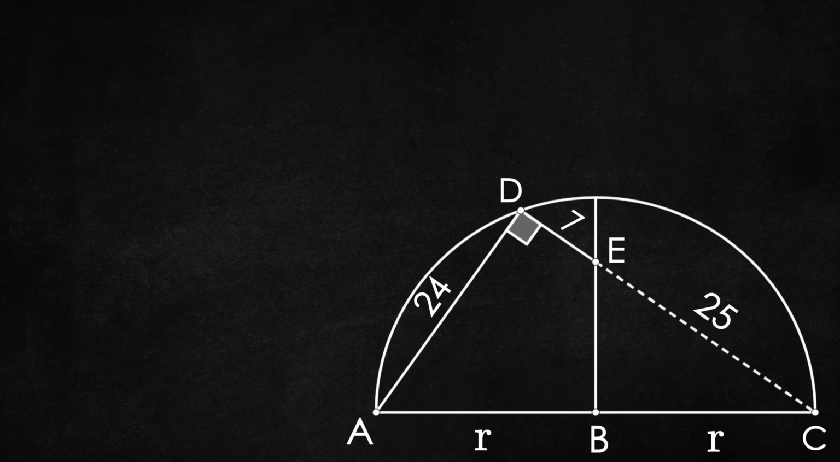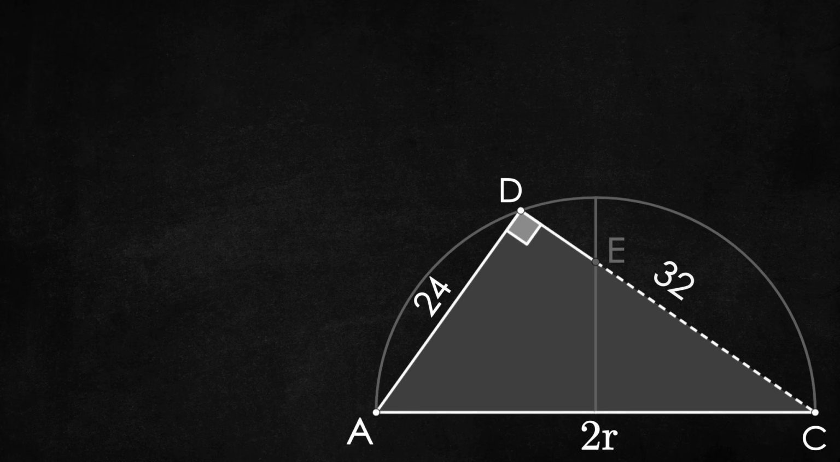The next step is to solve for the radius R. Using segment addition, the length of diameter AC is R plus R, or simply 2R. Meanwhile, the length of segment CD is 7 plus 25, which is 32. Time to solve for the radius R using the Pythagorean theorem equation again.